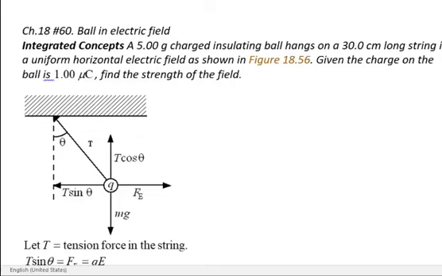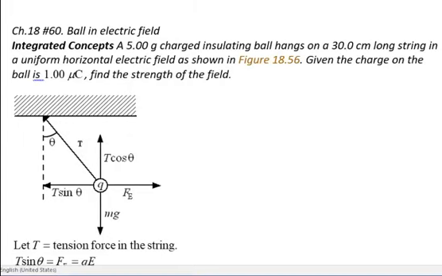This one is a whole lot easier because I don't have to fill myself, so it's just looking at these problems here. Okay, so a 5-gram charged insulating ball hangs on a long string in a uniform horizontal electric field, as shown in this figure. Given the charge of the ball is 1 microcoulomb, find the strength of the field.